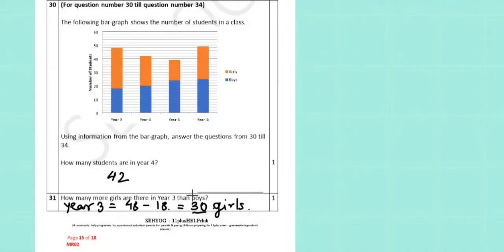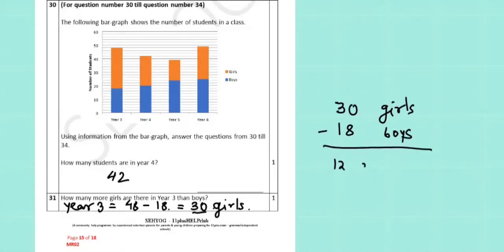So, how many more girls than boys? We can see there are 18 boys and 30 girls. So, 30 minus 18 will give us number of more girls, that is 12 more girls, which is our answer, 12.